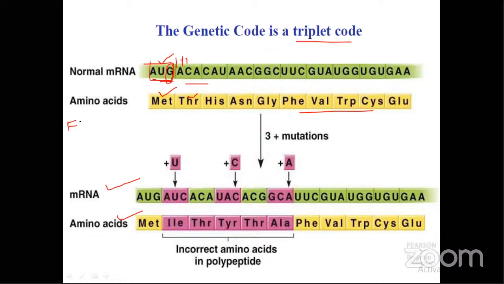So the frameshift mutation will be seen if your mutation is not in a multiple of 3. If it is in a multiple of 3, it will not show any frameshift mutation. It will show some mutation because something is inserted, but frameshift mutation will not be there. Frameshift means this is the frame and the frame has shifted. If something is changed, the AUG will not be read as AUG now. AUG is lost, so AUA, then CAC. The original frame was AUG CAC, but now it is read as AUA like that. So this is the concept of frameshift mutation.